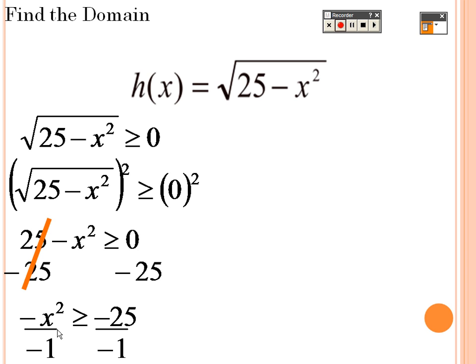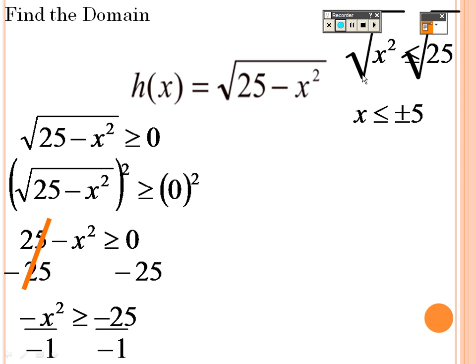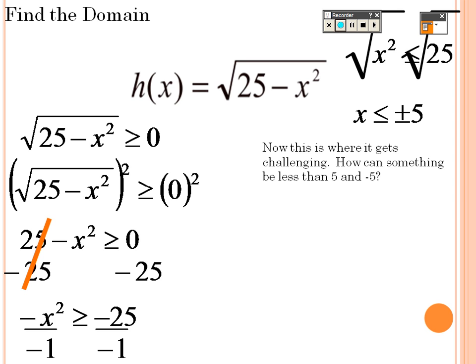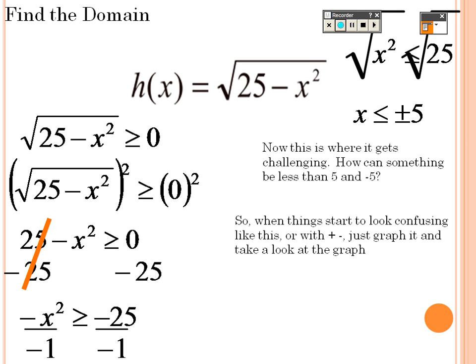I divide by a negative 1, but remember, whenever you divide by a negative, you switch the sign. And the square root is x is less than or equal to plus or minus 5. Well, what in the world does that mean? How can x be less than positive 5 and less than negative 5? What it really means is x is something in between the two. So when things start to look confusing like this, or with positive and negative, you're probably just going to need to graph it to take a look.